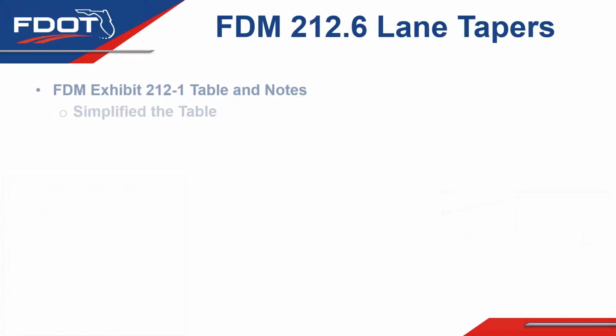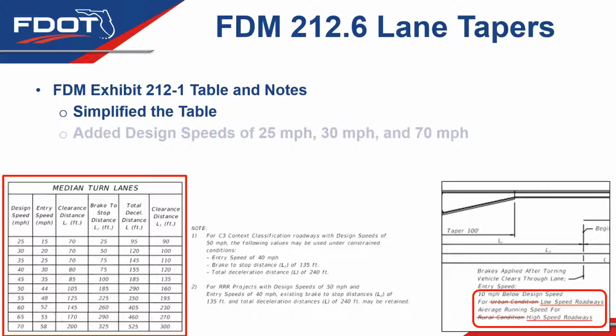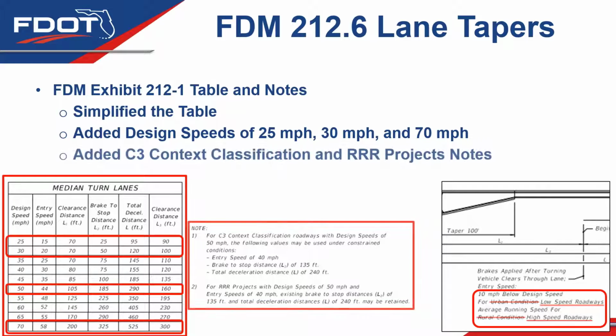We simplified the table by removing the terms urban and rural conditions and replaced those terms with low-speed roadways and high-speed roadways in other parts of the exhibit where turn lane entry speeds are mentioned. Added values for design speeds 25, 30, and 70 mph. The row for 50 mph was replaced with the values for high-speed roadways, and with the notes for C3 context classification roadways and 3R projects with design speeds of 50 mph.